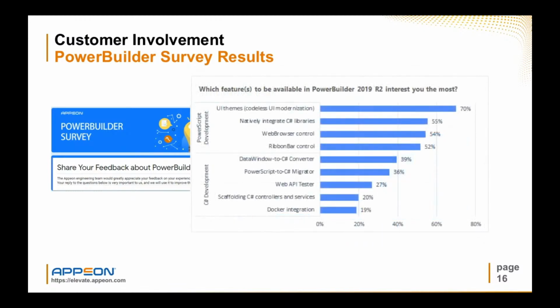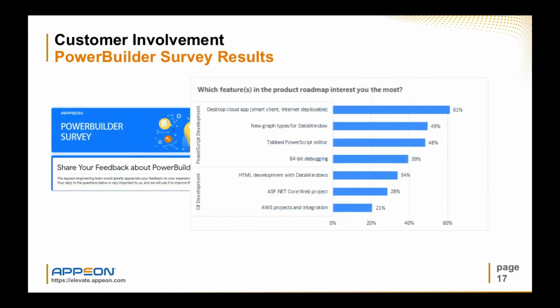The most liked features we added into PowerBuilder 2019 R2 include UI theme, natively integrating C# libraries, web browser control, ribbon bar control, DataWindow to C# converter, and PowerScript to C# migrator. The most liked features we planned in the PowerBuilder roadmap include desktop cloud app, new graph type, tabbed PowerScript editor, and 64-bit debugging.